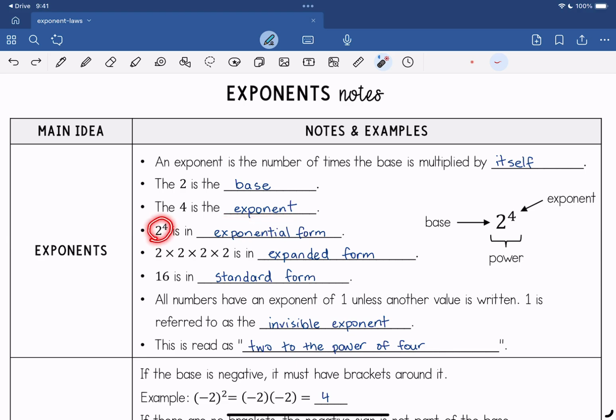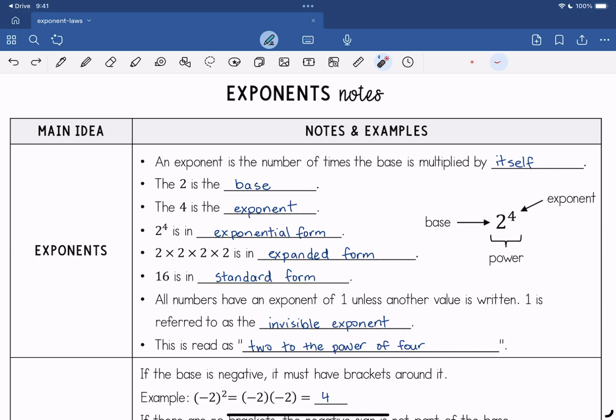2 to the power of 4, when it's in exponential form, you have the power. When it's in expanded form, then it's expanded. It's the 2 times itself, the number of times that the exponent is. And if you evaluate 2 to the power of 4, you get 16. And if you write 16, it's considered to be in standard form.